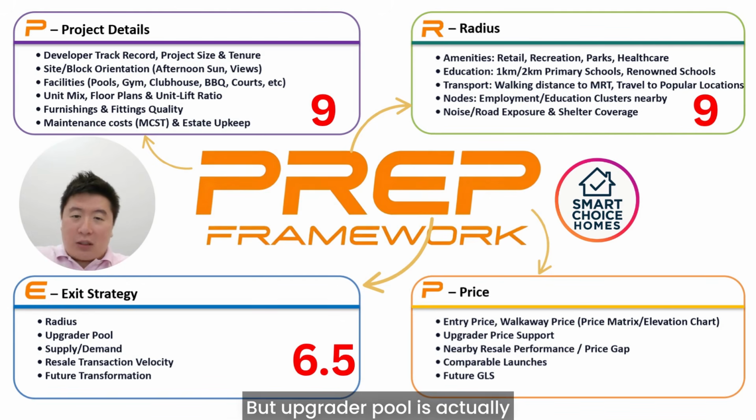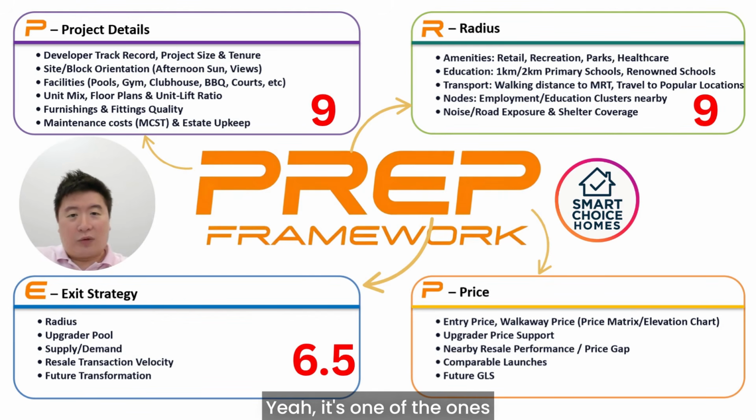Okay. But the upgrader pool is actually not that bad, because Zion Grand being at Havelock Road, right? It's actually the nearest to all the different HDBs. There's one HDB that's diagonally opposite the Zion Grand show flat. That HDB actually is the one that was in the news recently. So for 800 plus K, yeah, it's one of the ones that I shared earlier. Okay, it's actually right opposite the Zion Grand show flat.